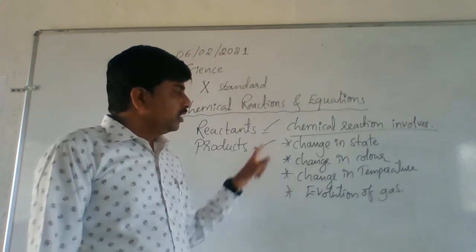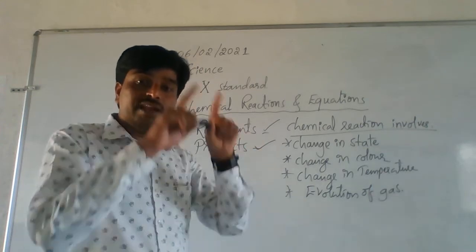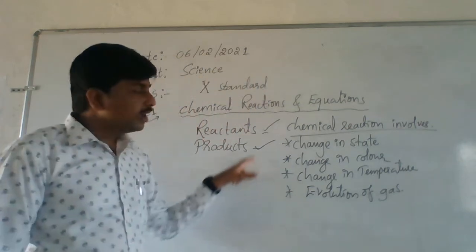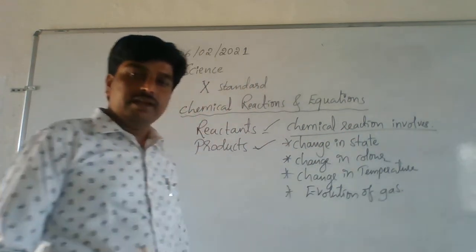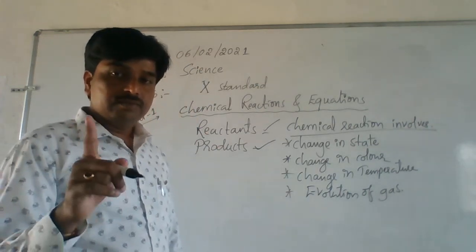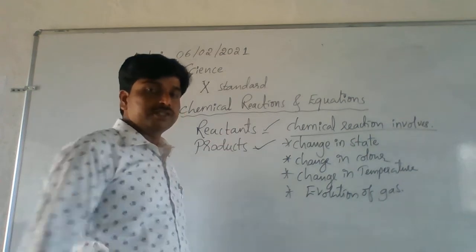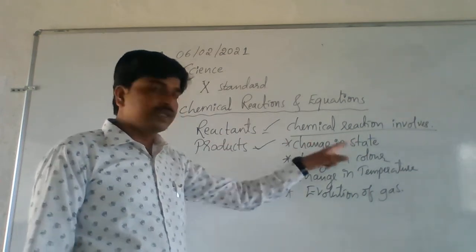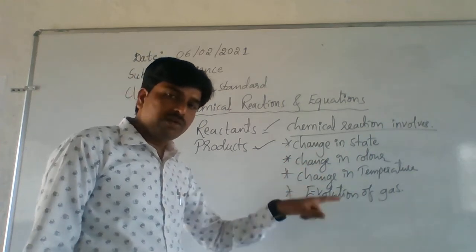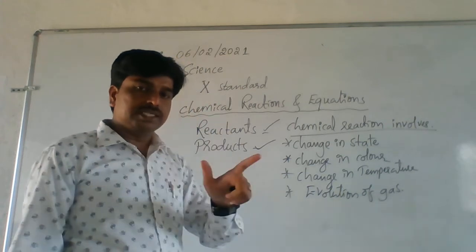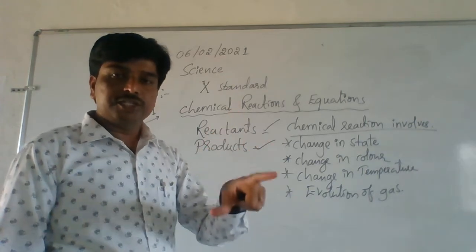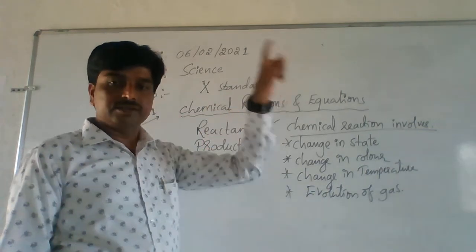So totally, if these kinds of changes happen in any substance, understand? If these kinds of changes happen in any substance, finally just say there is a chemical reaction taking place. Understand? When? If there is change in state, change in color, change in temperature, and gas is evolved in that substance, just consider it a chemical change and a chemical reaction has taken place.